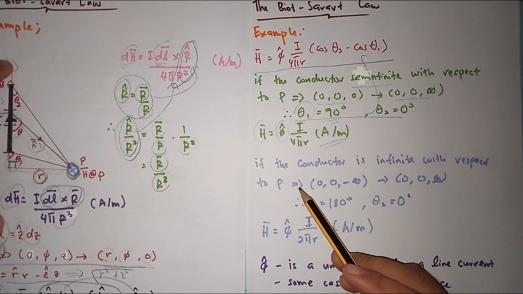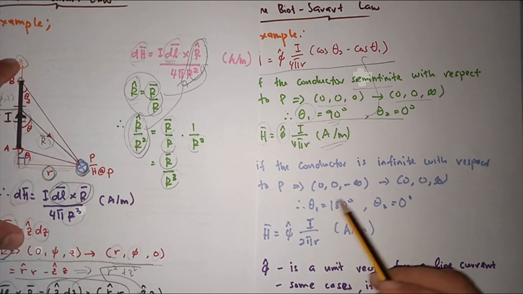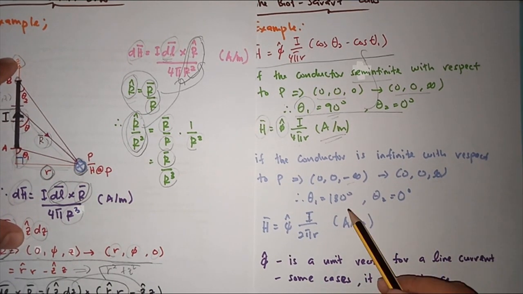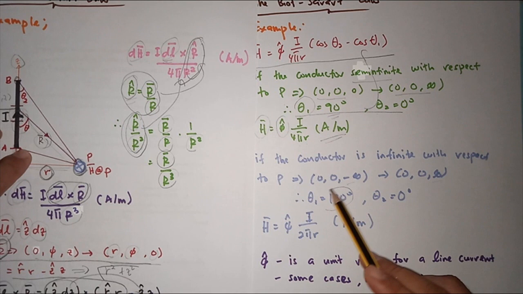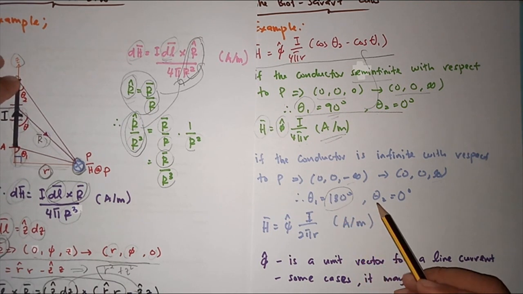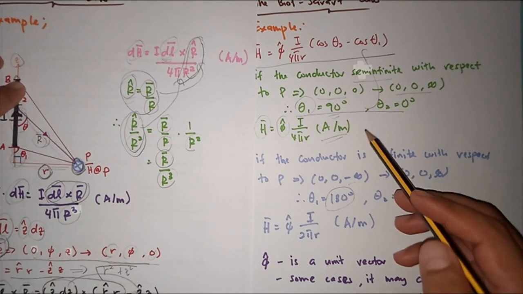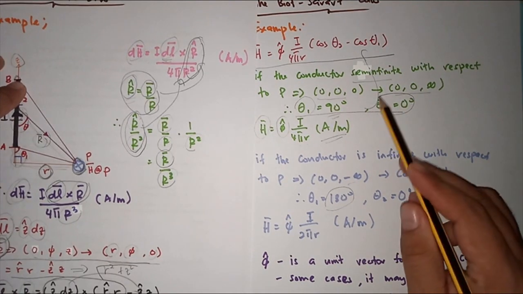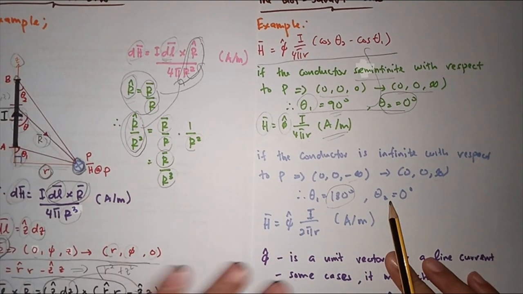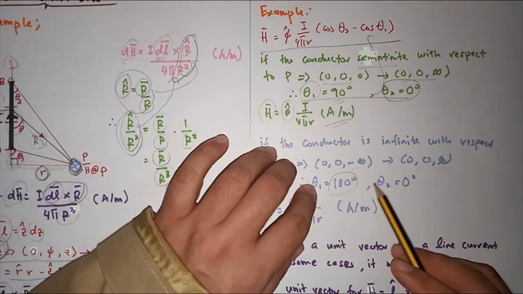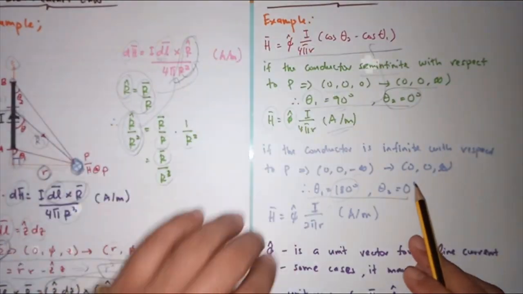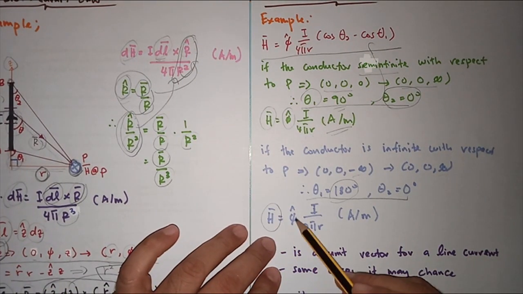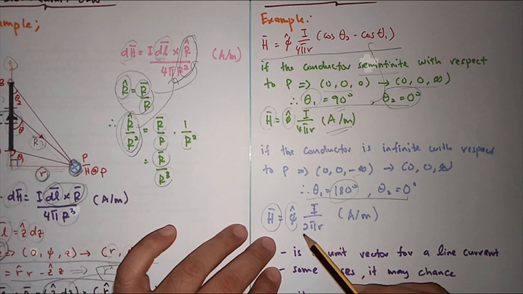However, if the conductor is infinite with respect to P, that means we have a very long conductor, from minus infinity to infinity. So our angle theta 1 here will be almost equal to 90 degrees, and the value for theta 2 here is almost 0, for the same reason as the previous case. If we replace the values for theta 1 and theta 2 inside this equation, we will have the vector of H equal to phi cap I divided by 2 pi r.